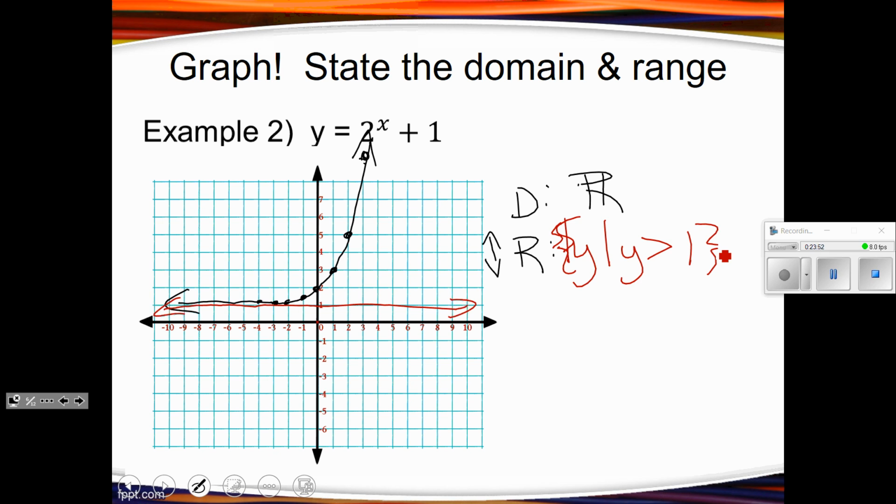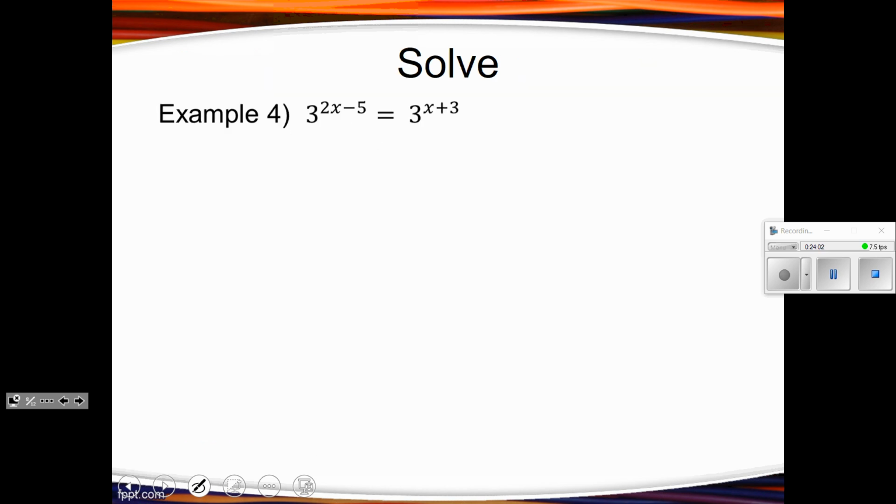All right. Do I need to do any more graphing with domain and range? Everybody okay with those? Then I'm going to skip the next example, and I'm going to head straight into solving. I want to get into the new stuff, because this is fun. All right.